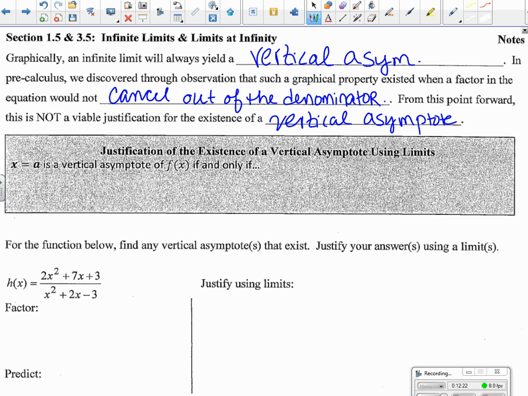So our justification for the existence of a vertical asymptote using limits will have to take into consideration x as it approaches this value a from the right side. That's a plus sign, and that will either yield a positive infinity or perhaps a negative infinity. Not sure which one, right? And also, or let's say or, we can have the limit as x approaches a from the left of the function equal a positive or a negative infinity. And with either one of those, we will end up with a vertical asymptote.